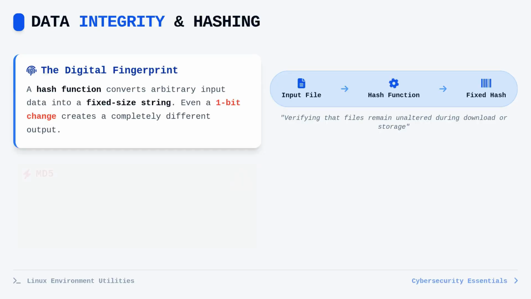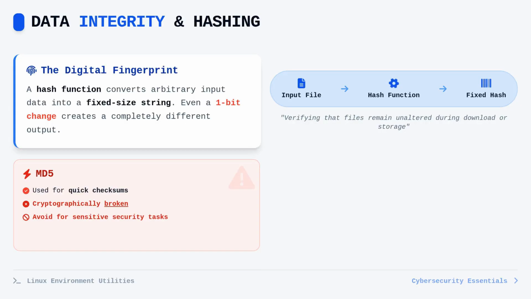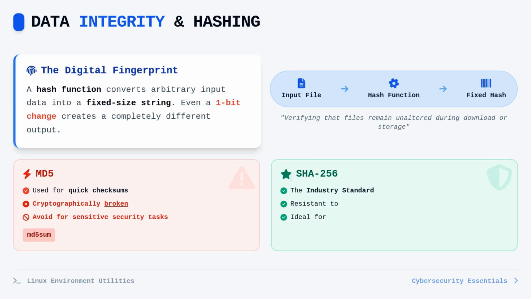While MD5 is often used for quick checksums, it is cryptographically broken and should never be used for security-critical tasks involving sensitive data. Conversely, SHA-256 remains the current industry standard due to its robust resistance against collision attacks, making it the preferred choice for verifying the integrity of sensitive system files and downloaded binaries.